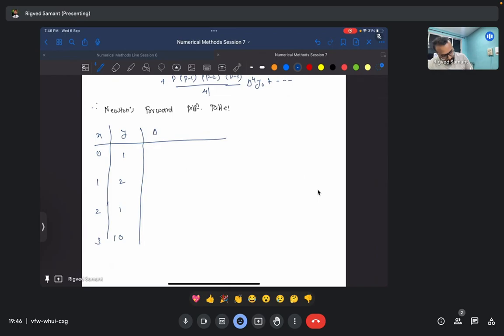So delta y would be the difference of these two. Delta y1 would be the difference of these two, and delta y2 the difference of these two. So delta y naught is equal to 2 minus 1, that is 1. Delta y1 is equal to 1 minus 2, that is minus 1. And delta y2 is equal to 10 minus 1, that is 9.